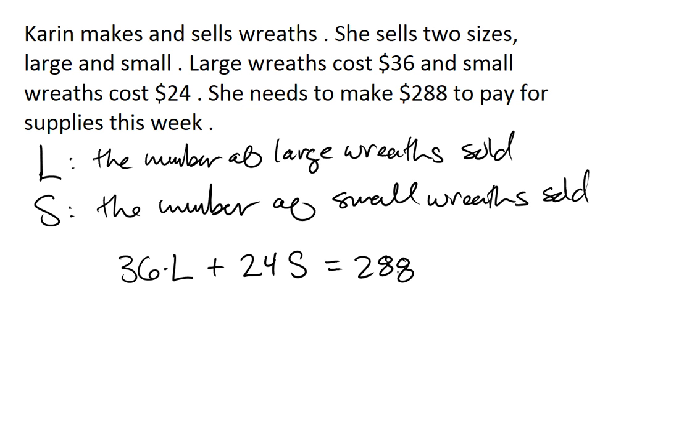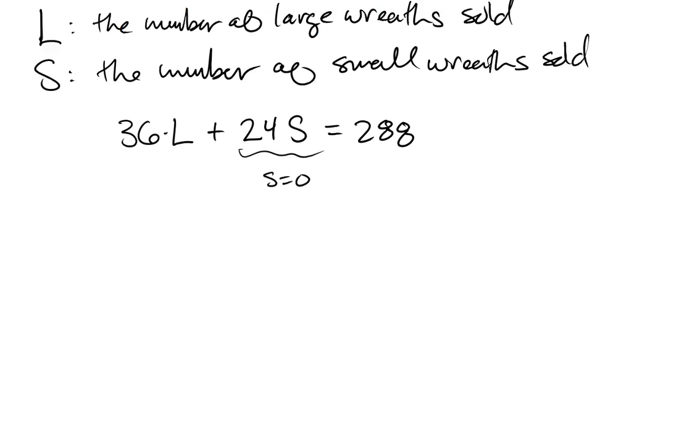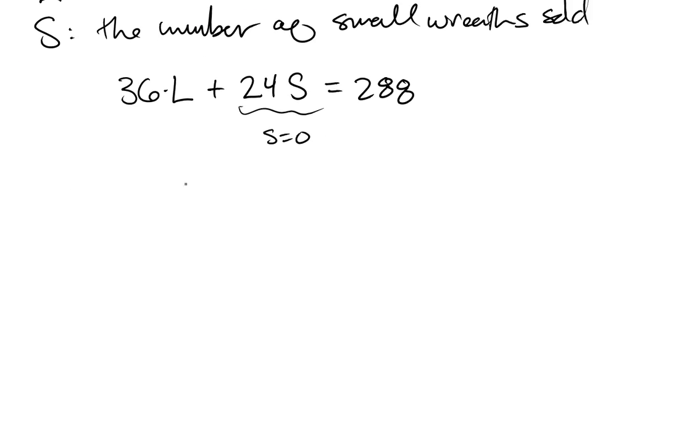Now, one of the things that could happen is we could say, well, what if she sells none of the small wreaths? In other words, if she sells 0 small wreaths, S equals 0, how many large wreaths would she have to sell in order to make the $288? Well, that's a pretty straightforward equation, because at this point, since S is 0, we can just rewrite this as 36 times L equals 288.